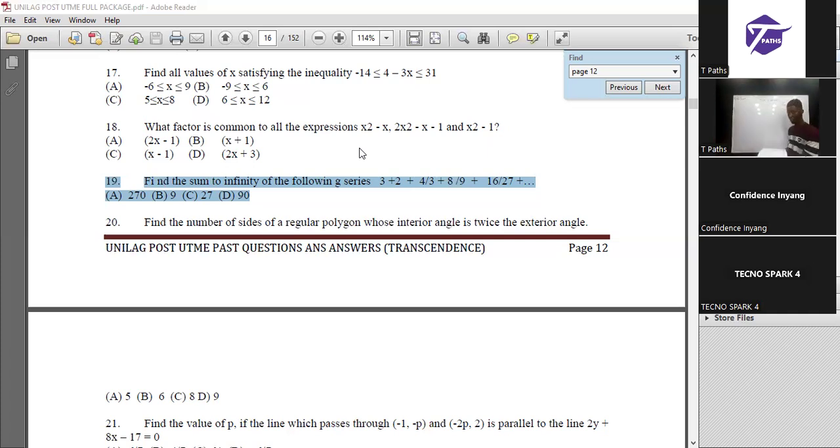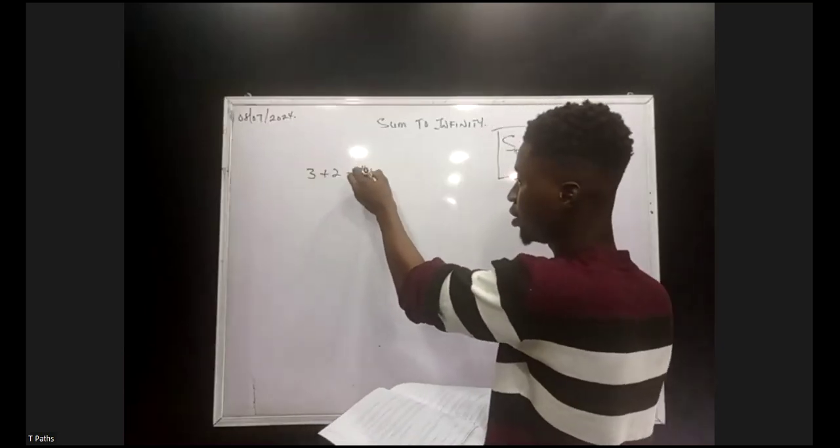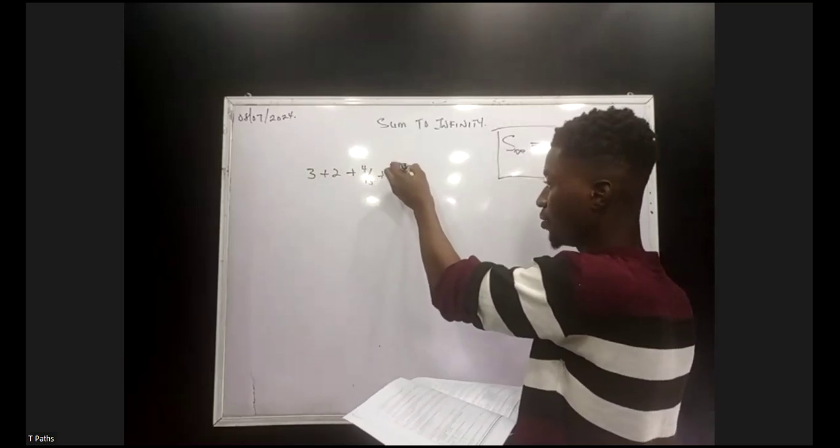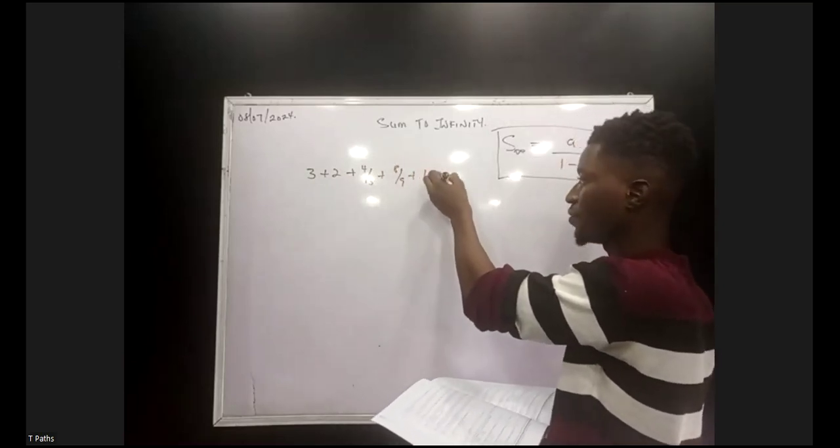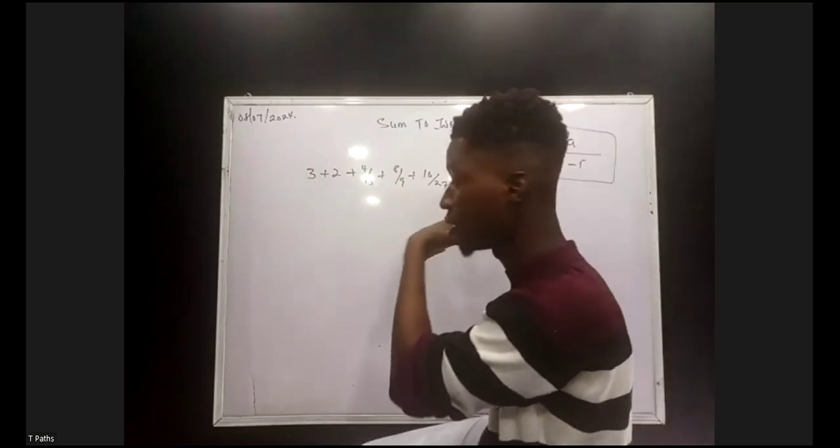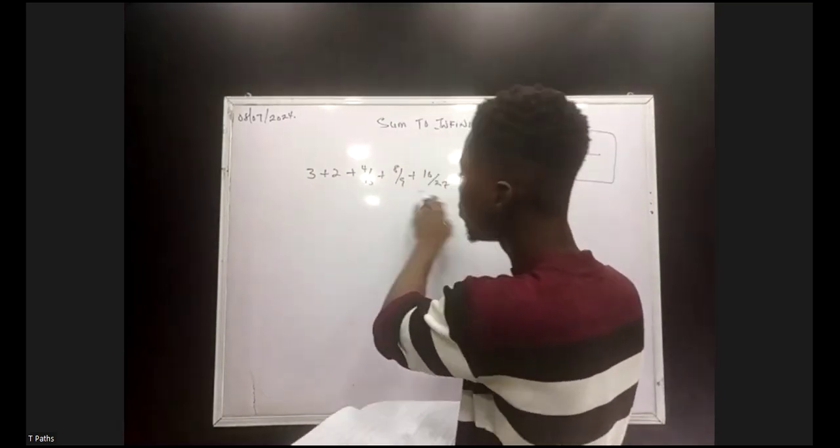Okay, now let's take question 19, page 12. The question asks us to find the sum to infinity of the following geometric series. We are given the series 3 plus 2 plus 4 over 3 plus 8 over 9 plus 16 over 27, and it goes on and on to infinity. So now we have to calculate the sum to infinity.